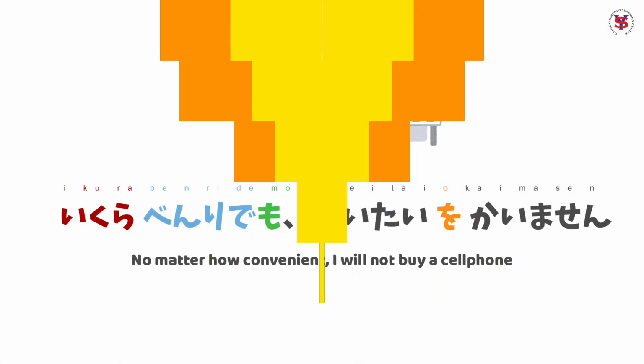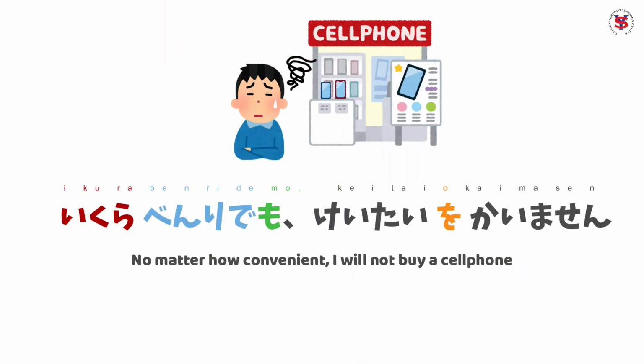Another one. No matter how convenient, I will not buy a cell phone. So Japanese, ito ay ikura benri demo keitai o kaimasen. Same pattern. Ikura, adjective demo, and then the rest of the sentence. Ikura benri demo. So, kahit na gaano ka siya ka-convenient, keitai o kaimasen. Hindi ako bibili ng cellphone.